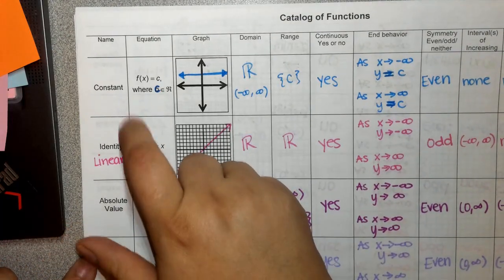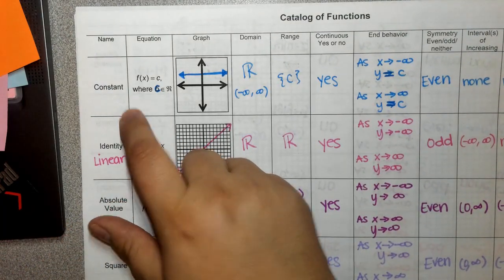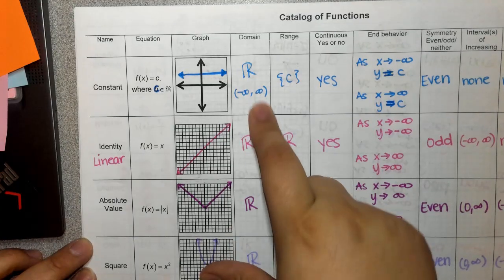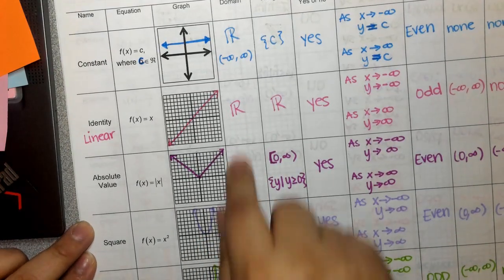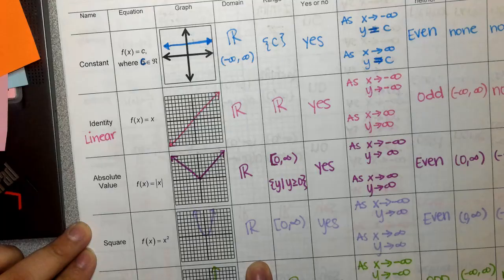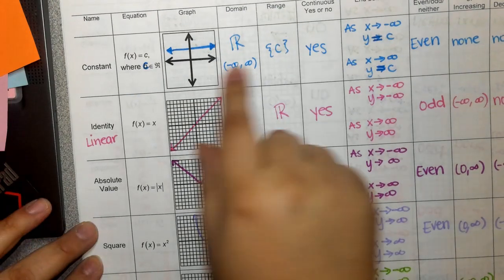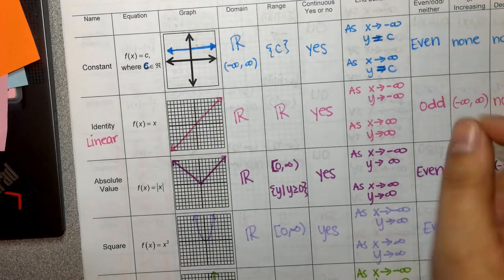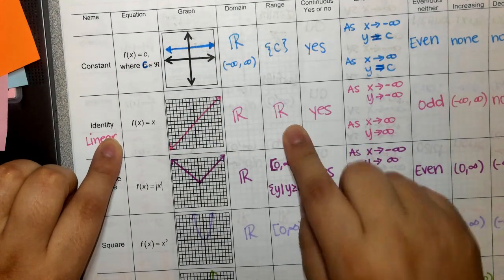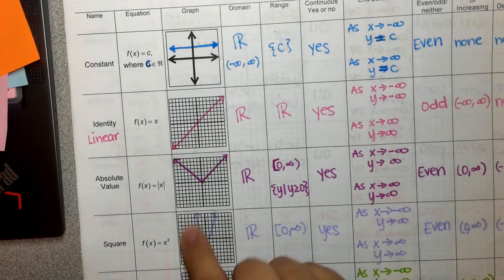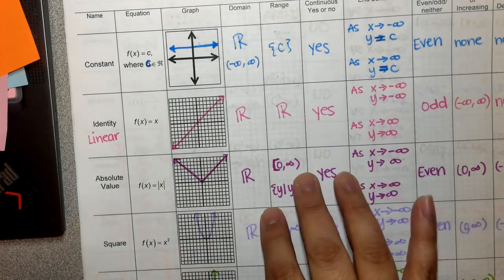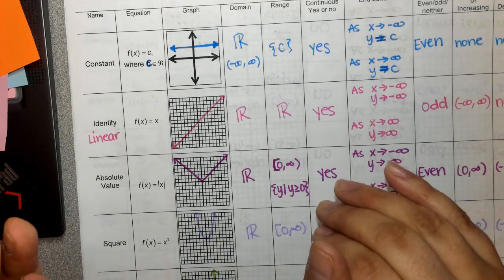And then don't get constant and identity mixed up. Constant is a flat line. Identity is a slanted line, or not flat line. All right, so just remember lines, absolute value, and parabola all have a domain of all real numbers. And then the range depends on it; the constant is just whatever that number is. Y equals 10, it would be 10 for the range. Lines have a range of all real numbers. And then absolute value and the square function both start at 0 and go to infinity. I feel like we should be okay with domain and range.